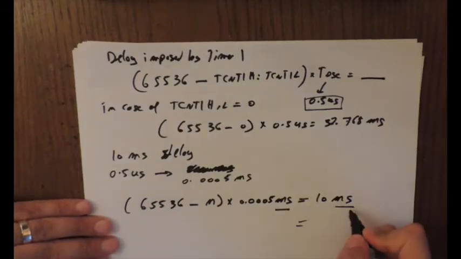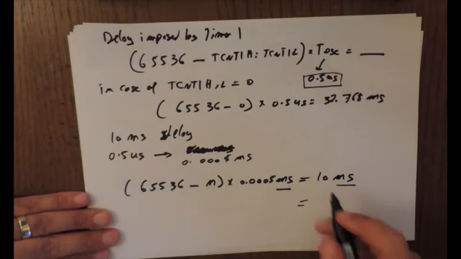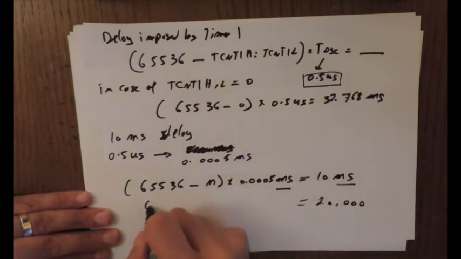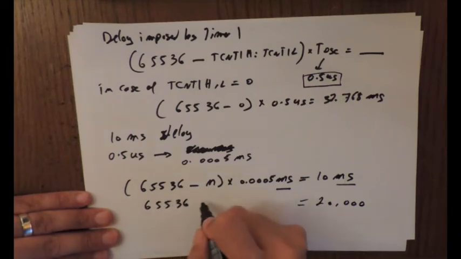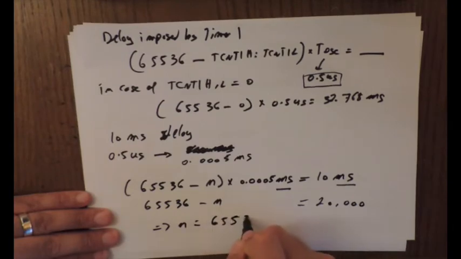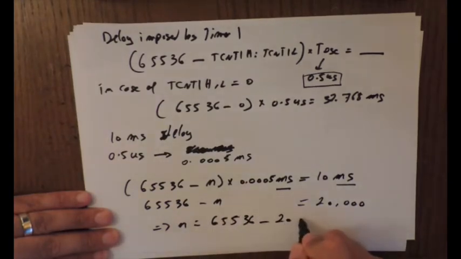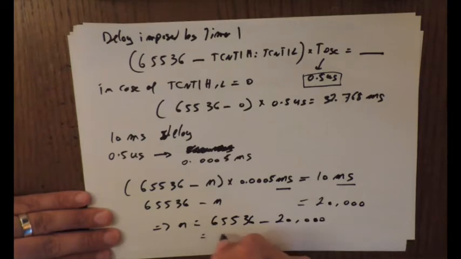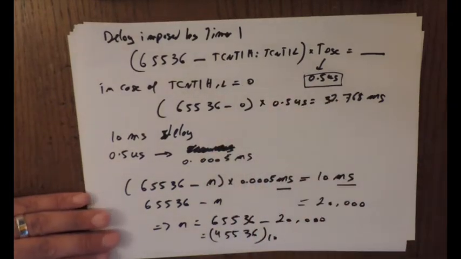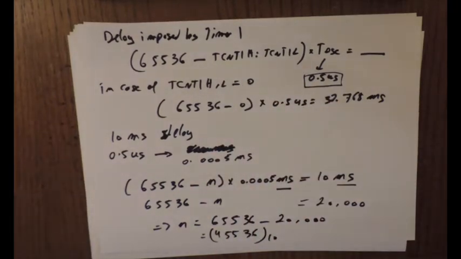So if I divide 10 milliseconds by 0.0005, I will get 20,000. So 65536 minus n is equal to 20,000. This means n is equal to 65536 minus 20,000, and this will be 45536 in decimal.